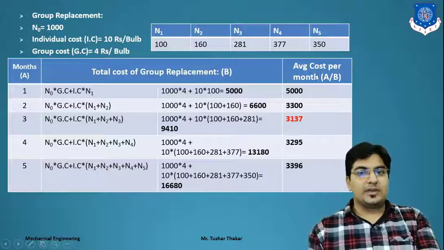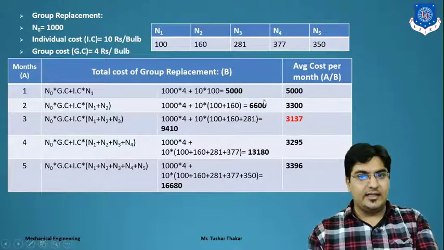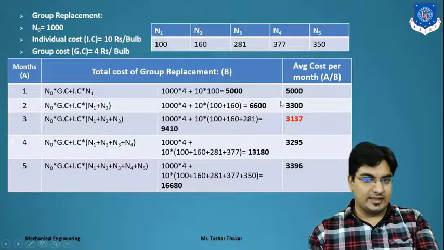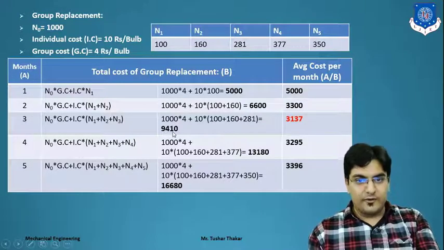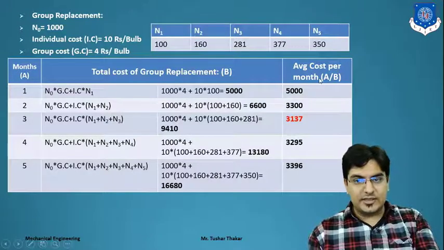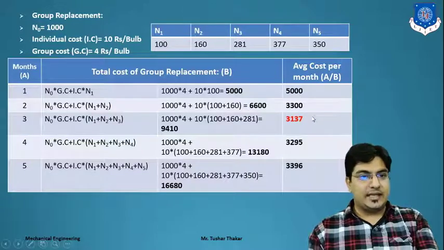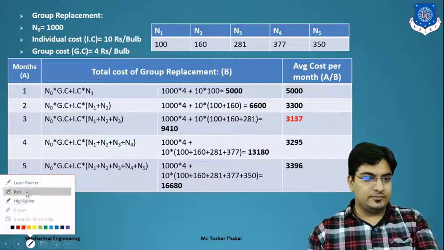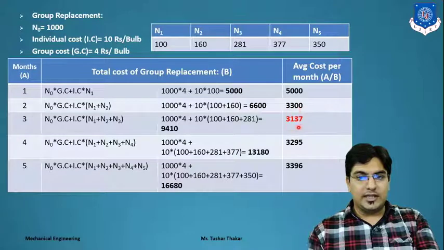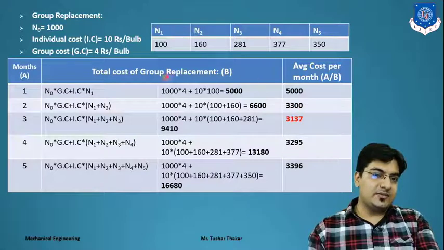So the average cost per month, that is 5000 divided by 1, that is 5000. 6600 divided by 2, that is 3300. 9410 divided by 3, that is 3137. So according to that, we have to check at which month we have a minimum cost. At month 3 we get a lower value, means 3137. So after 3 months we have to replace all the bulbs in a group.